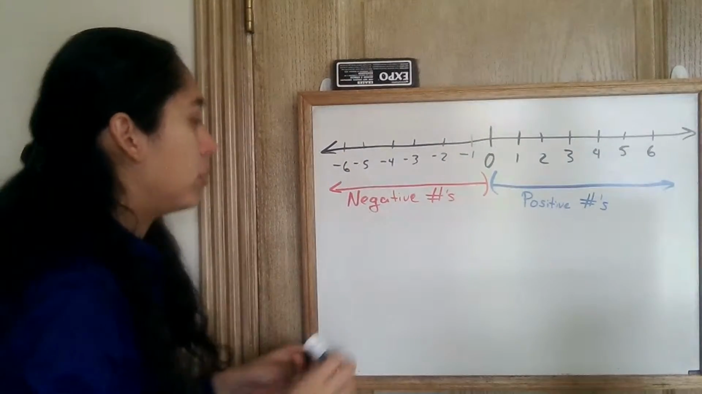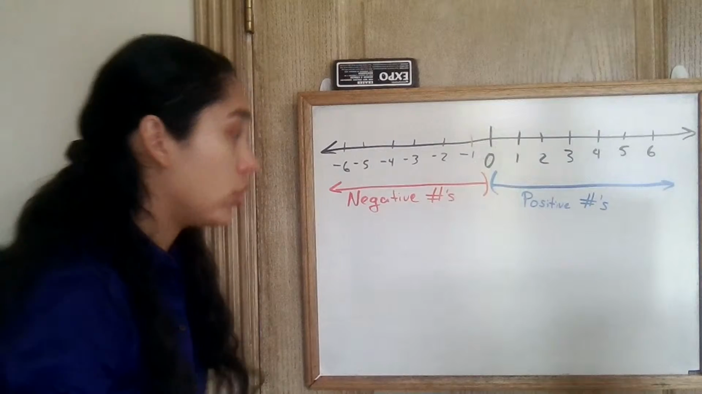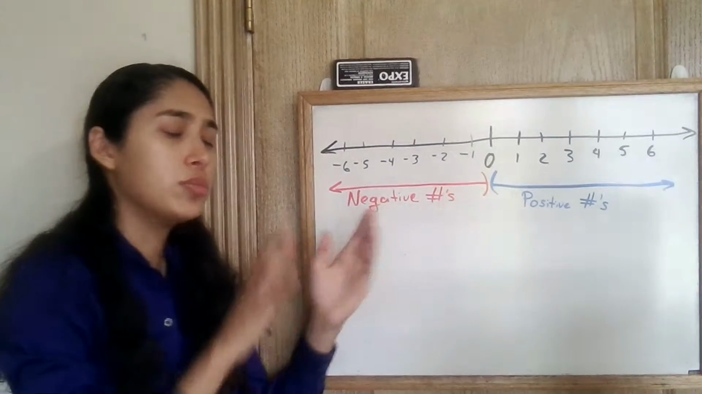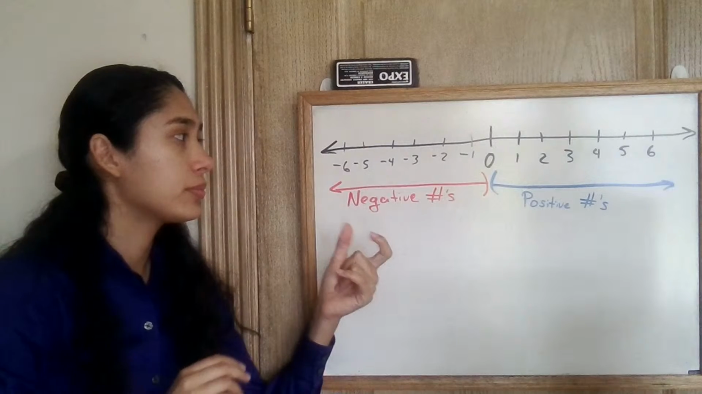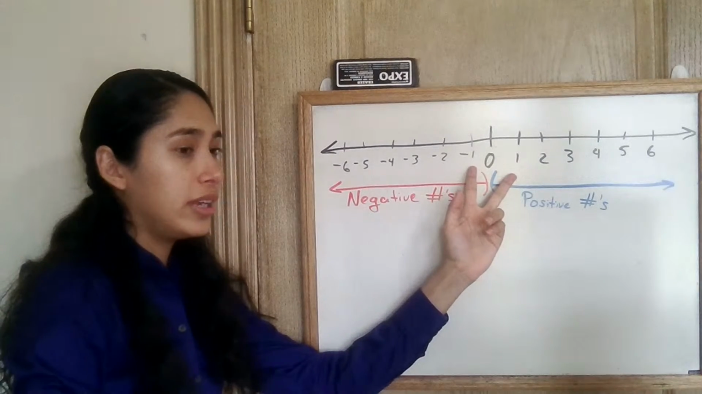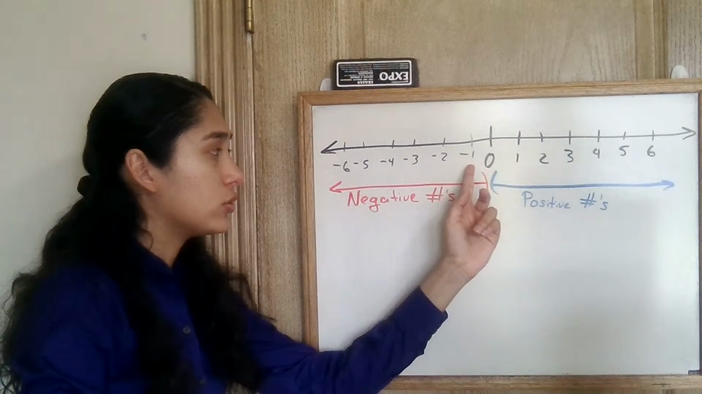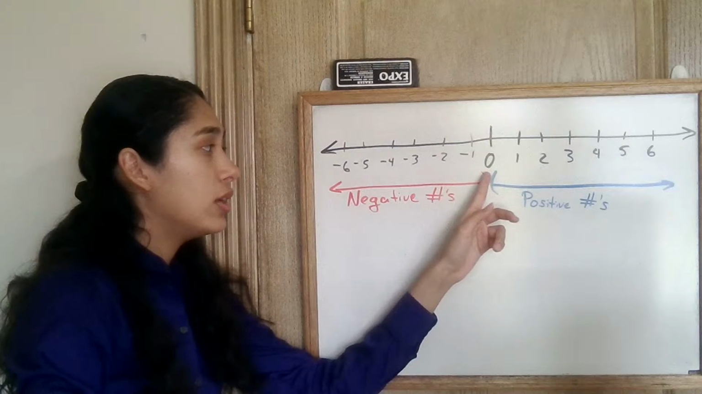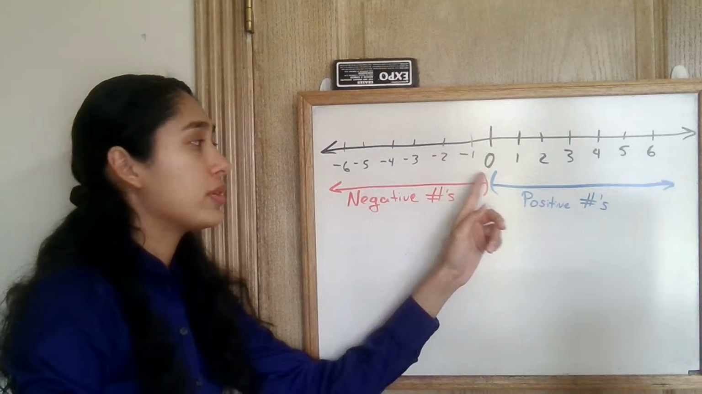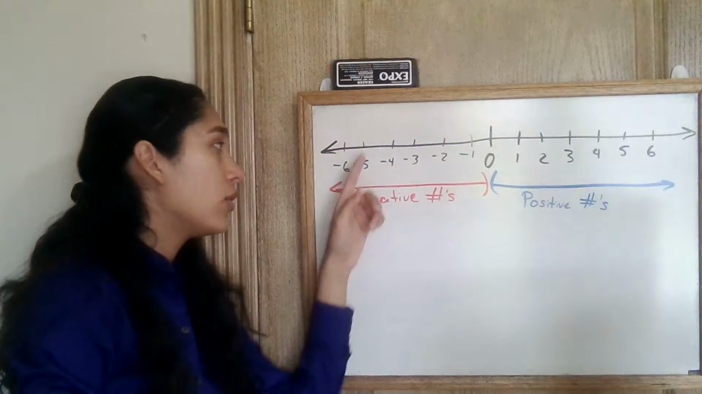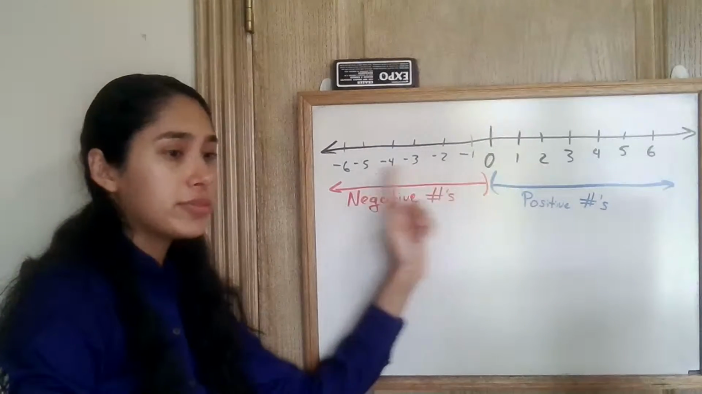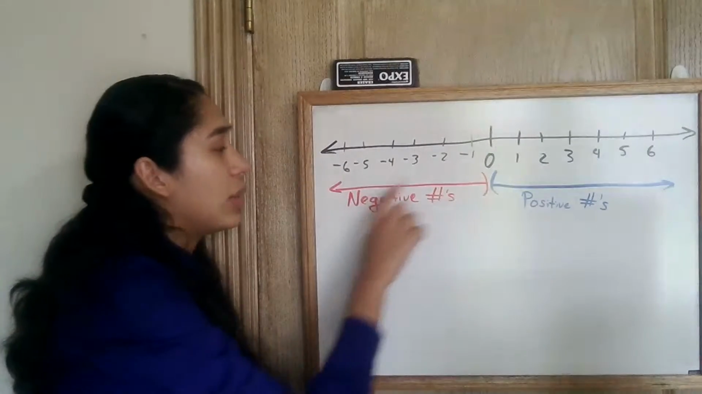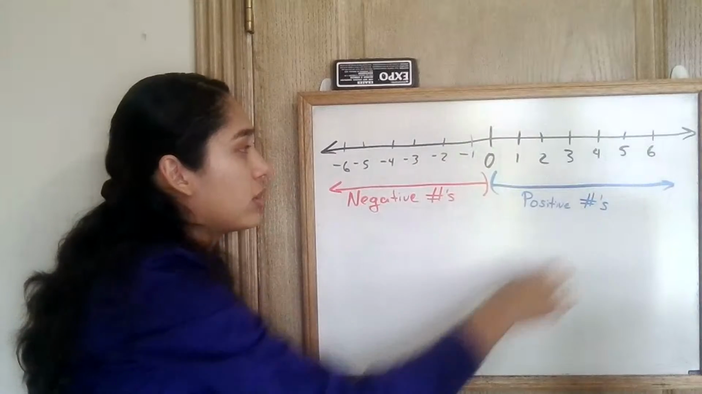Something I do want to point out is the closer you are to 0, the smaller the absolute value is. Like this is 1, it has a distance of 1 away from 0, so it's -1. Versus this -6 is farther away from 0, the same distance as 6 over here.